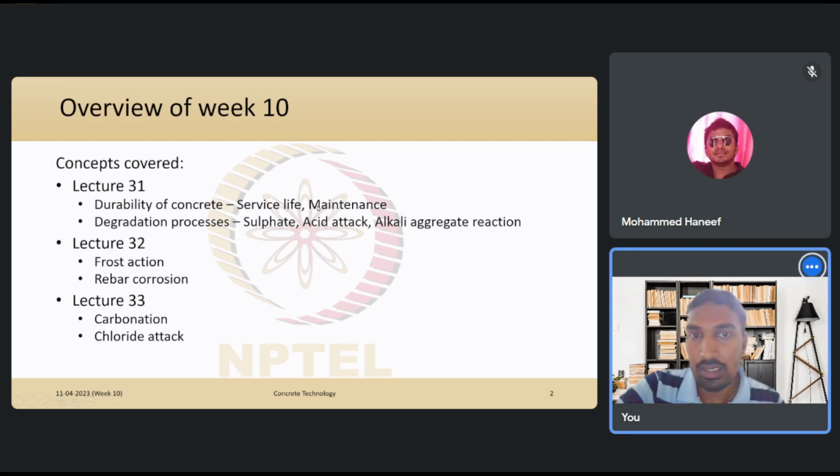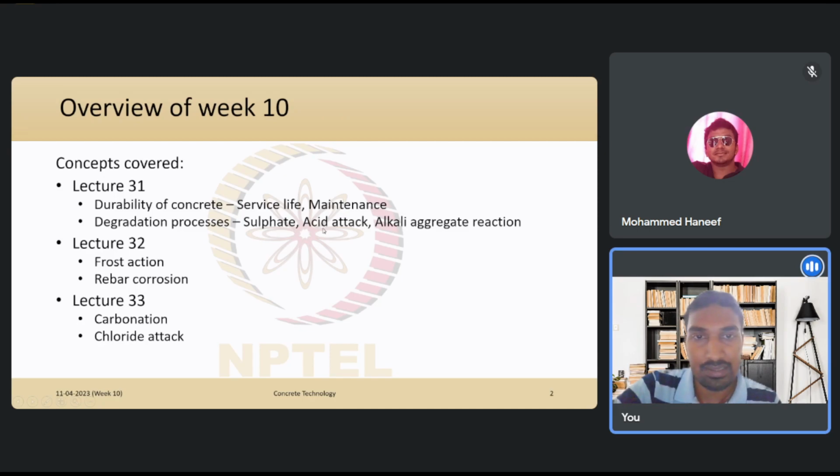And then we also looked at the aspect of maintenance. Maintenance is the steps that you take to repair and reverse the effects of the degradation, to bring back the performance that is lost because of the degradation process and to extend the service life. Then we moved on to look at different degradation processes. We started with the sulfate attack, the seawater attack, and how sulfate attack degrades concrete. We looked at how it forms gypsum and ettringite and leads to volume expansion and cracking.